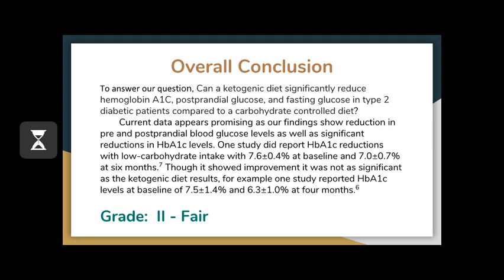So one study did report HbA1c reductions with the low-carb intake. Their findings were 6.1 plus or minus 0.4% at baseline to 7.0 plus or minus 0.7% at 6 months. Though it showed improvement, it was not as significant as the ketogenic diet results. So for example, one of our studies showed HbA1c levels at baseline of 7.5 plus or minus 1.4% and 6.3 plus or minus 1% at 4 months. So you can see the difference there. It was greater with the ketogenic diet. Overall, we gave the grade of fair 2.